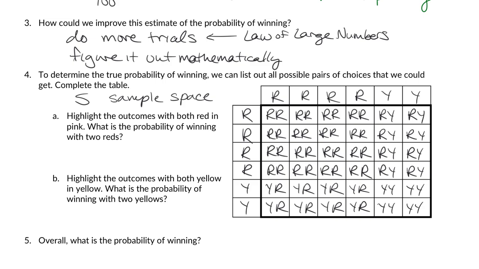Again, this represents every singular option that could have happened when we reached in, pulled out, put back, reached in, pulled out. Okay, highlight the outcomes with both red, so winning basically with reds, in pink because I don't have a red highlighter. So grab a pink highlighter and highlight all of the red reds. This is all of the places we could have won by pulling a red first and a red second.